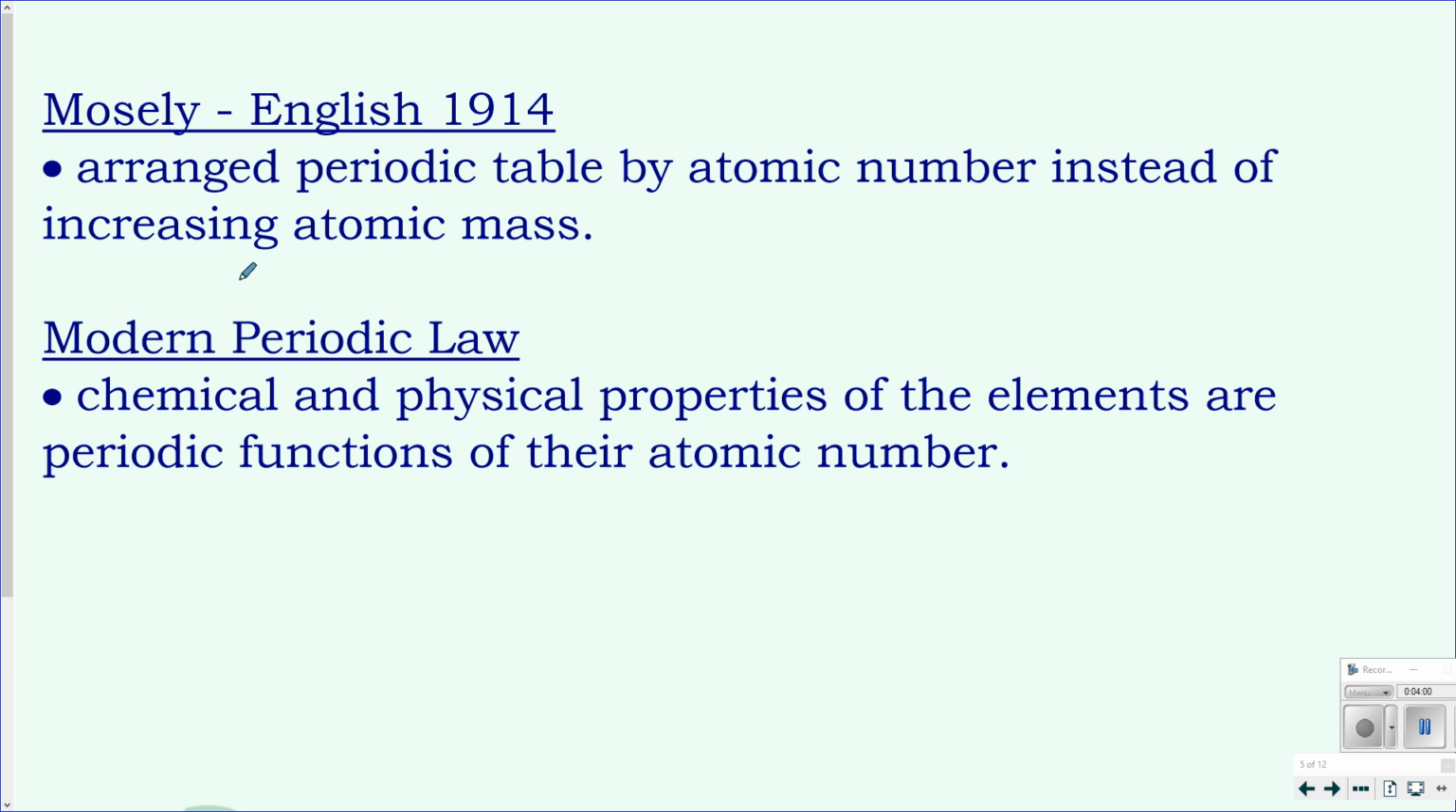Moseley is our other gentleman that's associated with our periodic table. He took Mendeleev's periodic table and arranged it by atomic number instead of atomic mass. And we now have the modern periodic law, in which chemical and physical properties of elements are periodic functions of their atomic number.